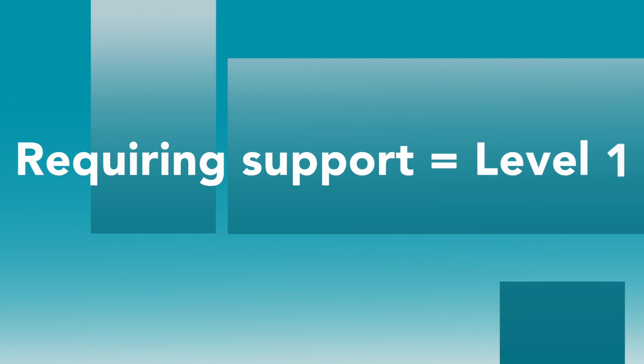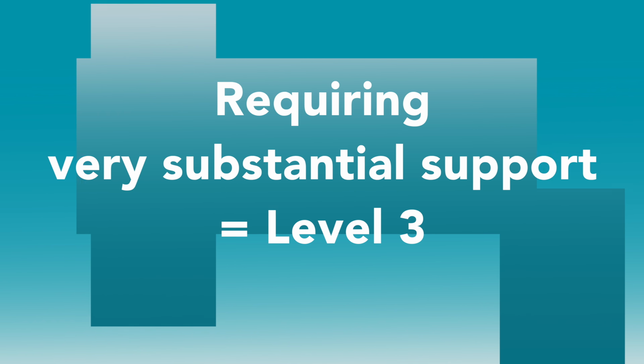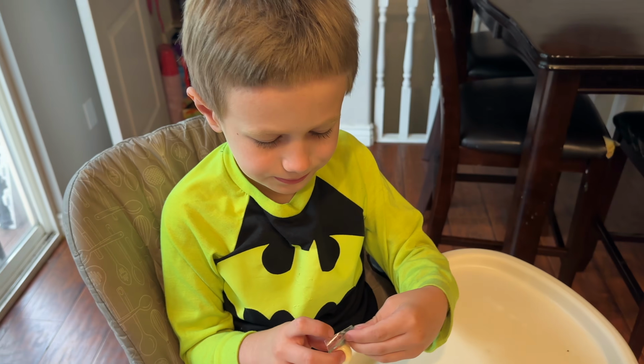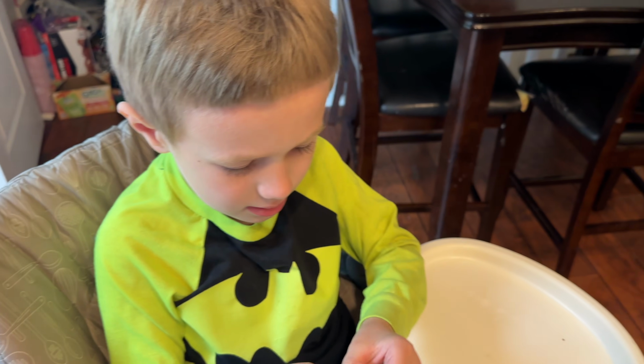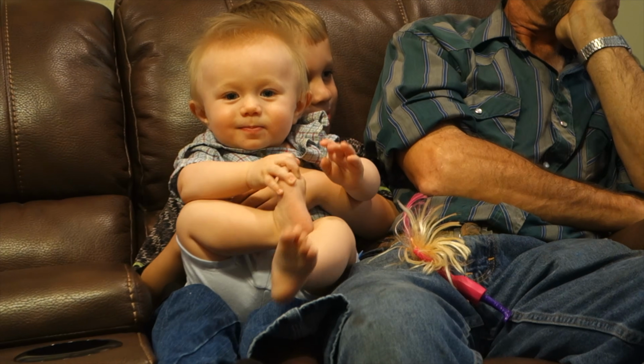It's requiring support, which is level 1, requiring substantial support, which is level 2, and requiring very substantial support, which is level 3. Okay, so you can have a child who is not speaking at all without words or even vocalizations, because pre-verbal language like grunting and cooing and babbling is good. And if they're not doing that at all, we'd say they need very substantial support in social communication. Okay, so that's a level 3.